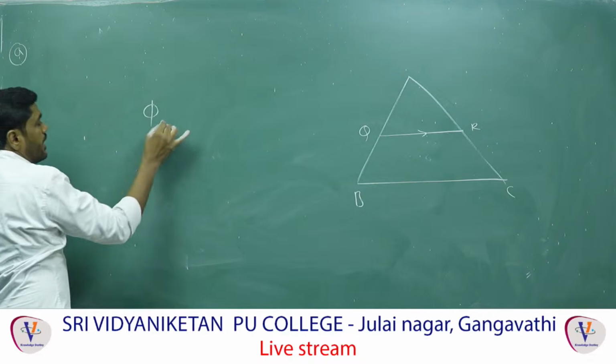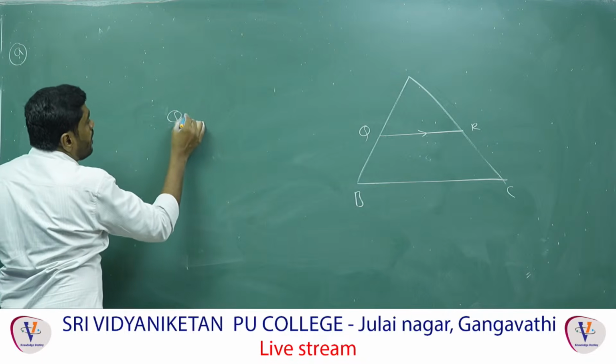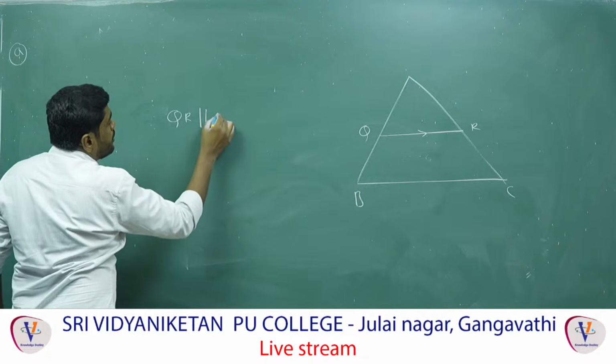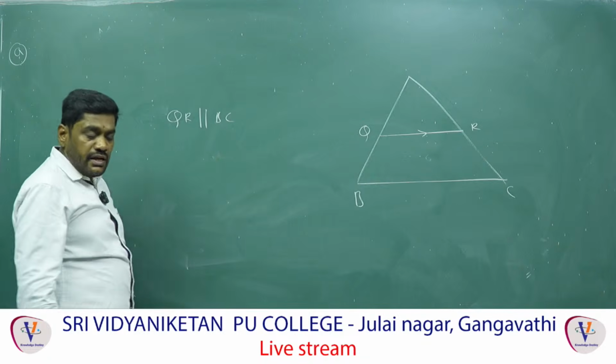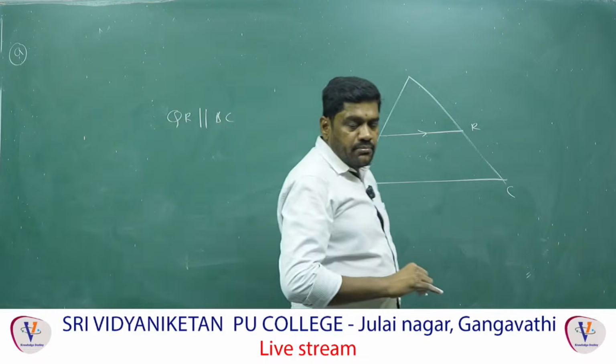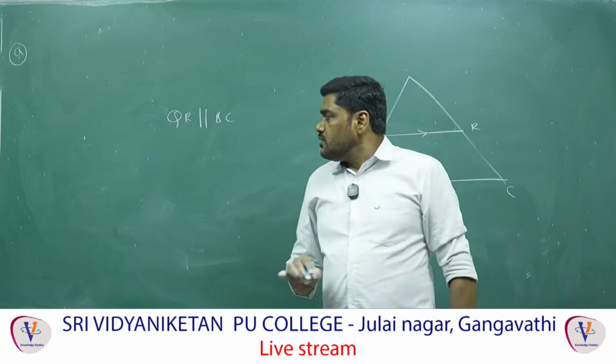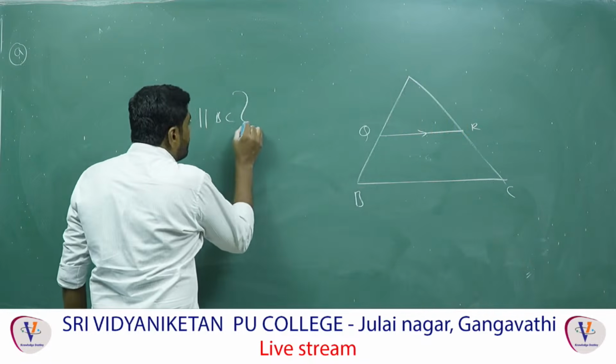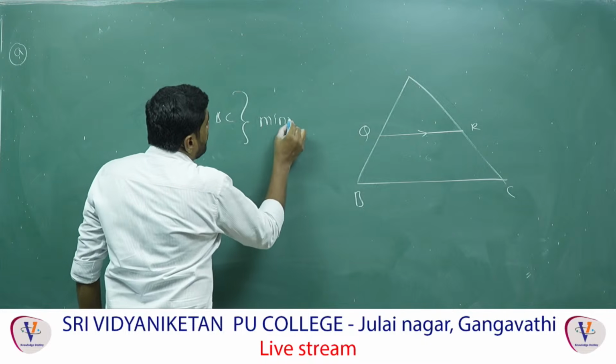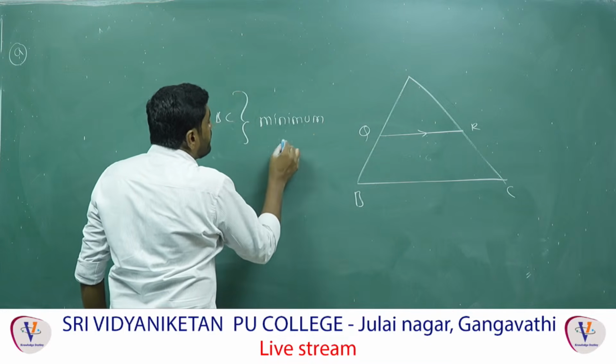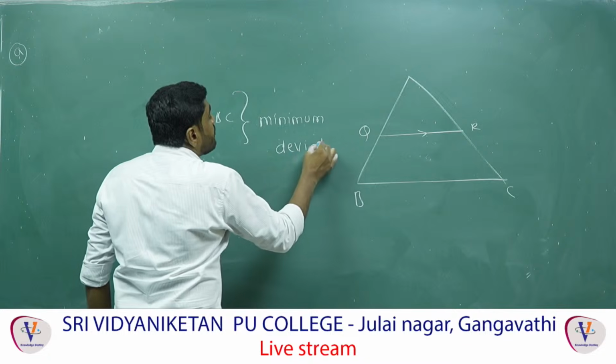Question number 9 in the diagram. QR is parallel to BC. When the refracted ray inside the prism is parallel to the base, that is under minimum deviation. So, under minimum deviation, what is the formula?